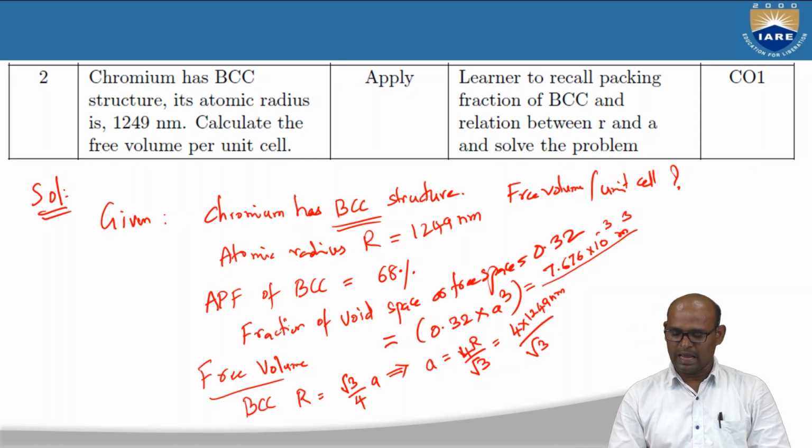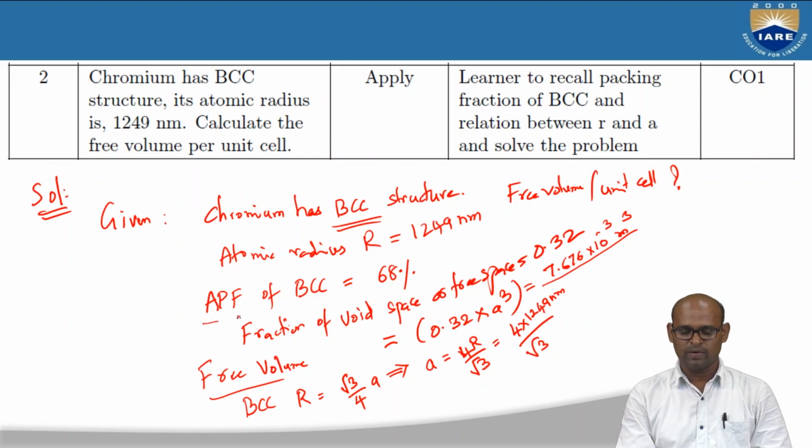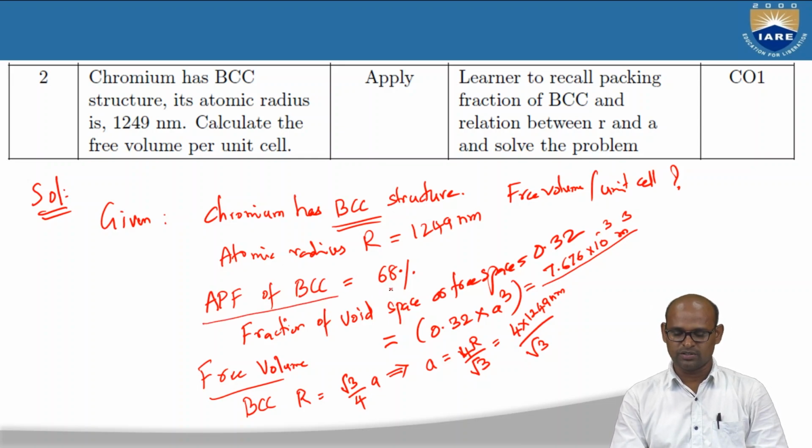Okay. So in calculating this free volume, first I need to know the atomic packing fraction of the BCC, body centered cubic lattice. I know the atomic packing fraction of body centered cubic lattice structure as 68%. From that, I know the percentage of void space. Atomic packing fraction means the space that is occupied by atoms. So if the fraction is 0.68, the remaining free space is 0.32, because the total volume of the cube is 1. So 0.32, then the free volume will be 0.32 into a cubed.